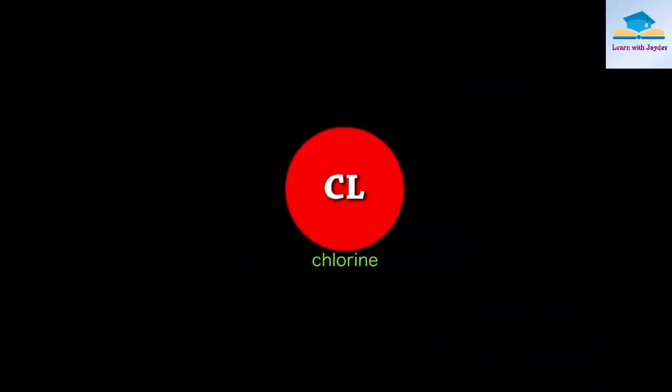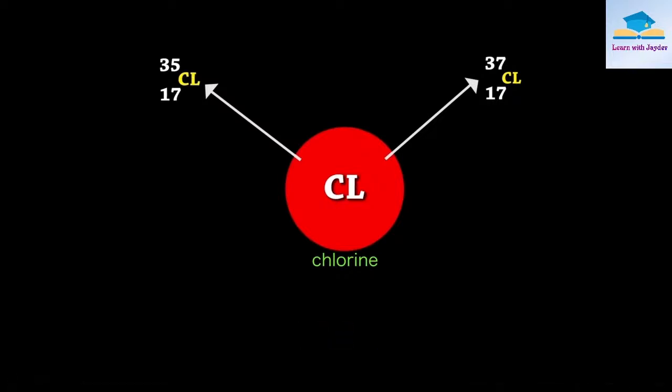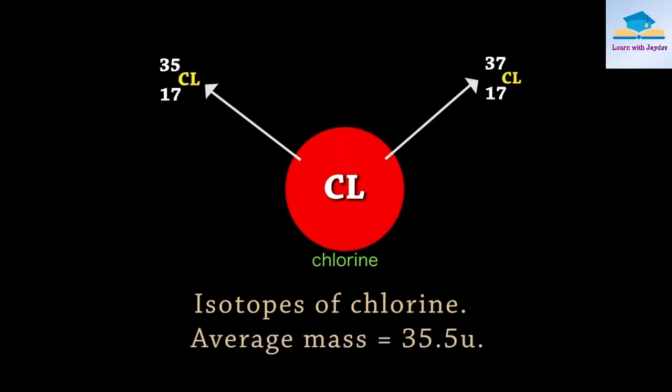This does not mean that any one atom of chlorine has a fractional mass of 35.5. It means if we take a certain amount of chlorine, it will contain both isotopes of chlorine and the average mass is 35.5. Now, let us discuss isobars.